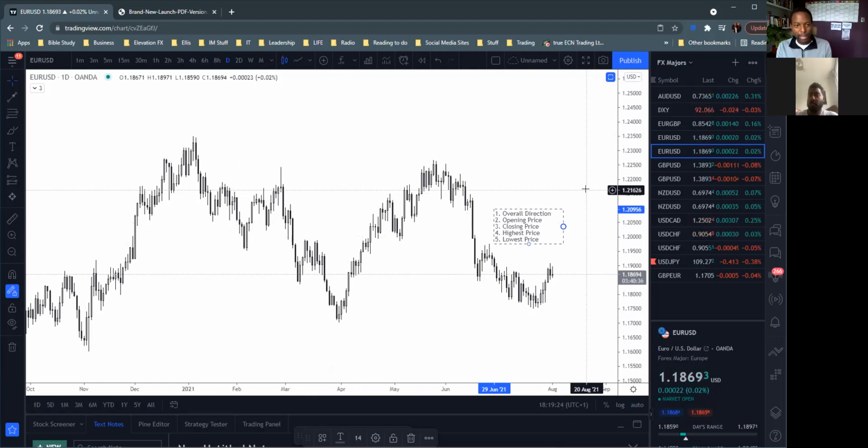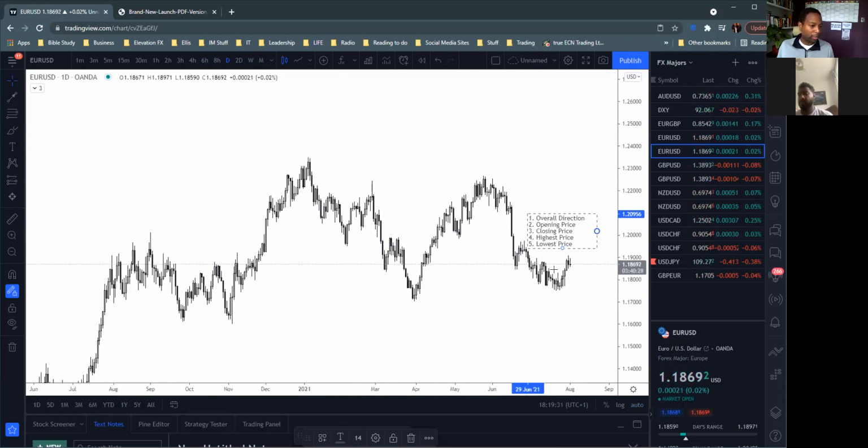And this is not trading right now. This is charting. This is how to read the chart and how to know when to enter or exit your trade.